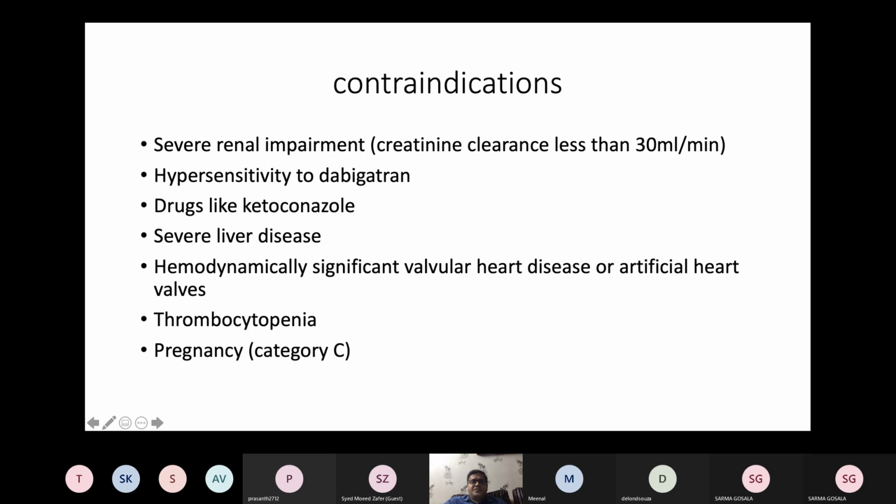So what are the contraindications for use of dabigatran? Severe renal impairment. If the creatinine clearance is less than 30 ml per minute, you need to avoid using dabigatran. Any previous hypersensitivity reactions to dabigatran, drugs like ketoconazole and even rifampicin for that matter, severe liver disease, elevation of liver enzymes up to twice the upper limit, we need to not use dabigatran. Hemodynamically significant valvular heart disease or artificial heart valves are a contraindication for dabigatran use. Thrombocytopenia. Pregnancy comes under category C, it's not safe.